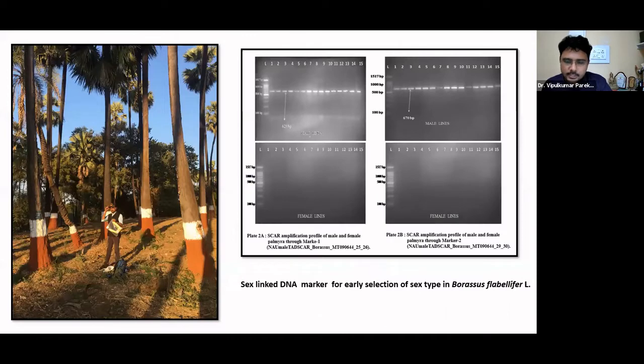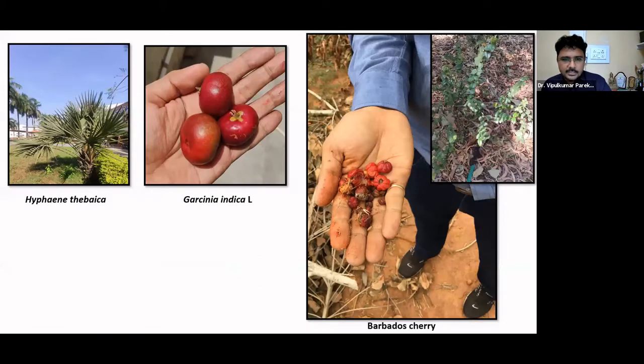And we are also involved in sex determination in date palm. We have developed a method to identify at an early stage whether it is male or female. We can identify it very well. And we have Garcinia, then Hypini, then Barbados cherries with us that we have collected and established at our Biodiversity Conservation Center.